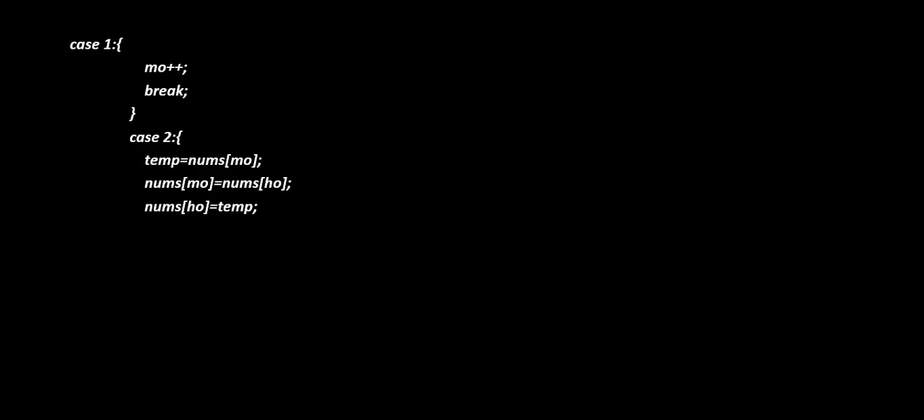Then for case 1, we just simply have to increment our mid pointer by 1, that is mid pointer will be incremented, break. For case 2, we will simply swap the element at index mid with the element at index high using the temp variable, and then we will decrement our high by 1, and then we'll break from this.